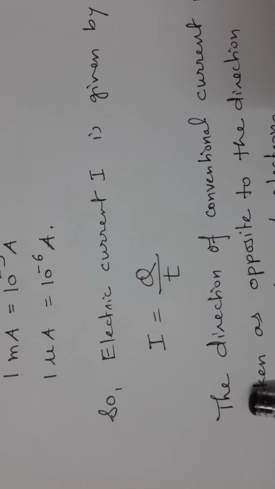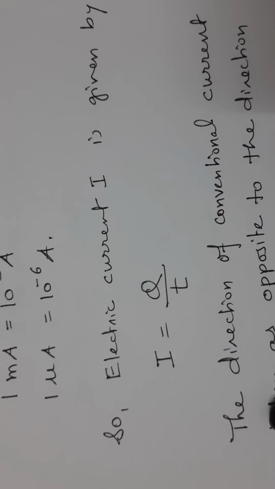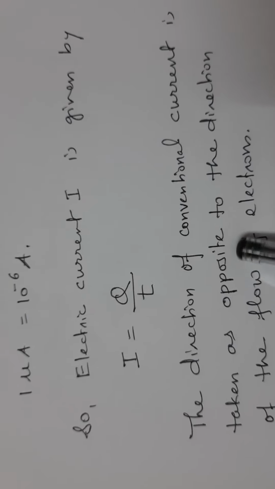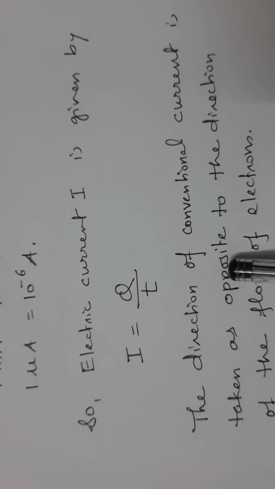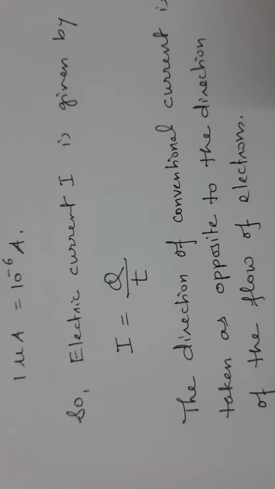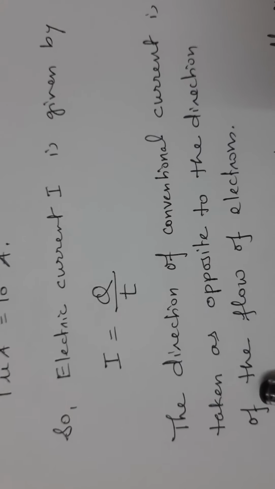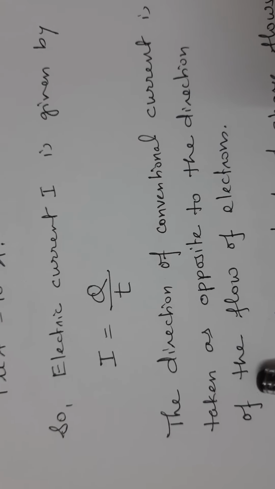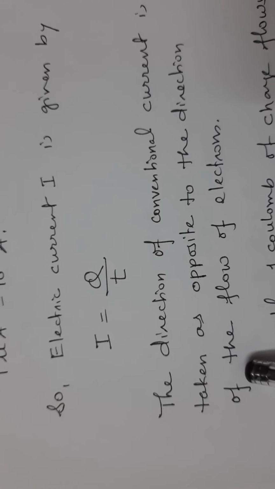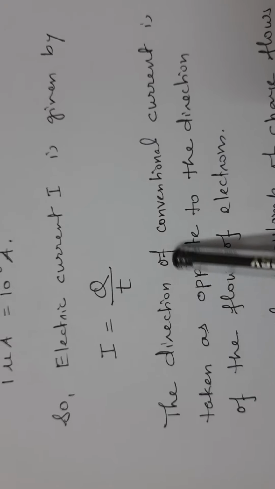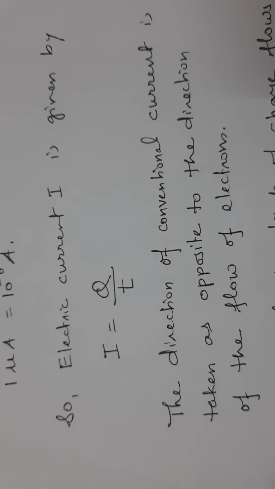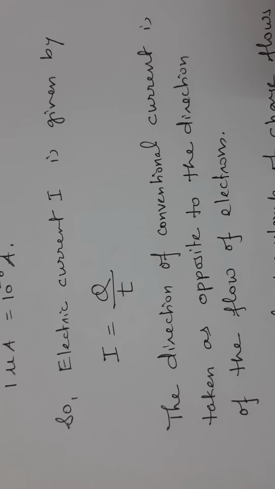The direction of conventional current, that is what I already said earlier. The direction of conventional current is taken as positive, opposite to the direction of the flow of electron. So current flows in the direction opposite the flow of electron. As we said, electrons move from negative terminal to positive terminal, and if we want to find the direction of current, it is opposite to that, so we will say from positive to negative.